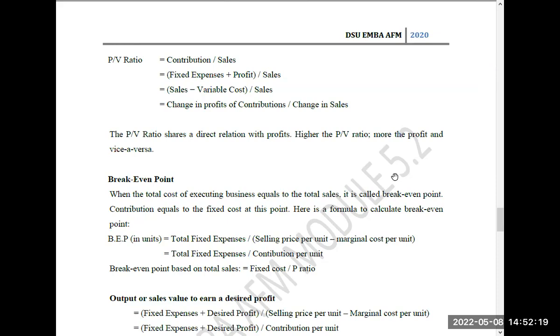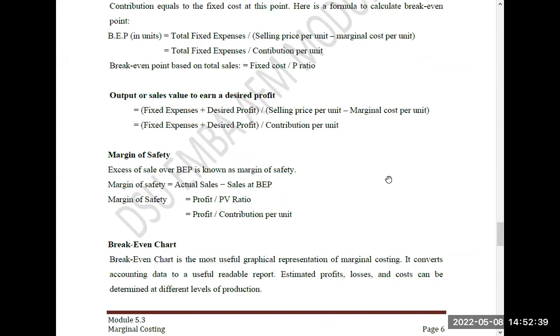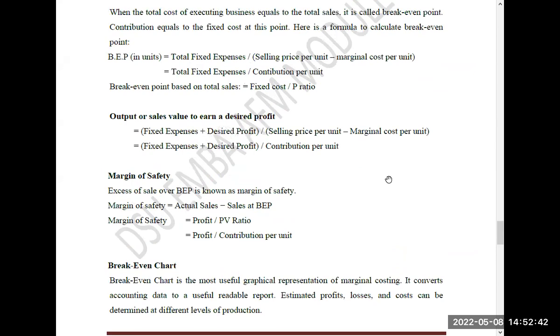So break-even point in value is equal to fixed cost by PV ratio. Next, suppose you want to earn a profit of some amount. Sir, I want a profit of 1 lakh rupee. What should be my sales? How much amount I have to sell to earn a profit of 1 lakh rupee, 2 lakh rupee or 3 lakh rupee? If I want to find out, it is very simple. Fixed cost plus how much amount profit I want. I know what is my fixed cost. I am estimating what profit I need. Both put together divided by PV ratio or contribution per unit is equal to sales volume, what I need to sell.